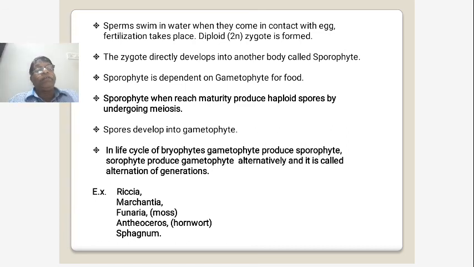Okay. Next, in the next class, we shall see the details of liverworts, the details, characteristics of different bryophytes, that is mosses, hornworts, etc.